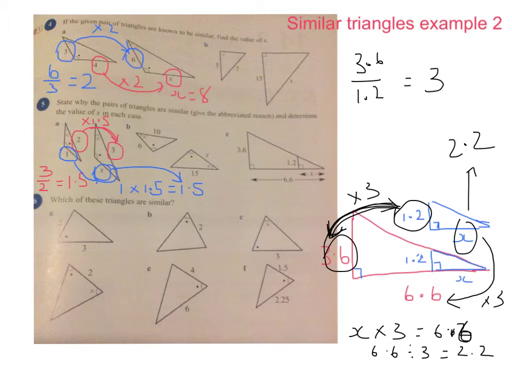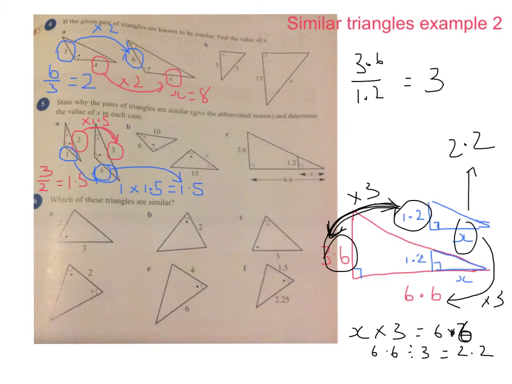So this triangle here, I looked at my ratios, so let's go over that again. Triangle here, this side length matched with that side length, that one matched with that one. So I did my ratio, 3.6 divided by 1.2, to find out what my proportion is. My proportion was 3. So I know x times 3 will get me 6.6. So if I know that 6.6 divided by 3 equals 2.2, my x value is 2.2.